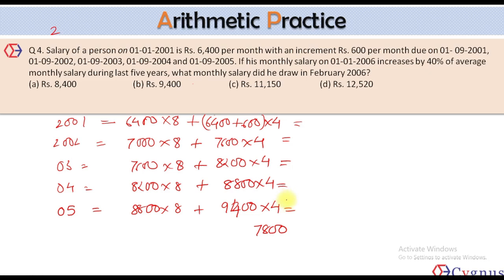If his monthly salary on 1st January 2006 increases by 40%, so before this increment, his salary must be 9400, I believe. Okay. Now he'll get an increment of what? 40%. 40% of what? This average salary. So it's 9400 plus 40% of 7800. So after solving this, what you'll get? 12520. This was the question. So what is the correct answer? It's the fourth option.